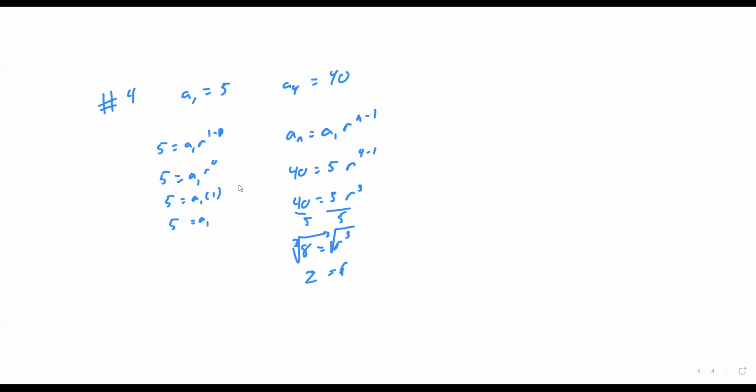I was using this at first, but as I was working it, once you have a sub 1, you really don't need this part. You can just go to this part, but there are some situations, and we'll see that in another problem, where you're not given a sub 1, and I'll show you how to do that too. But now that you've got the ratio, you're ready to plug into the equation. So this will just be 5 times 2 raised to the n minus 1. There you go. Let's look at a different one.